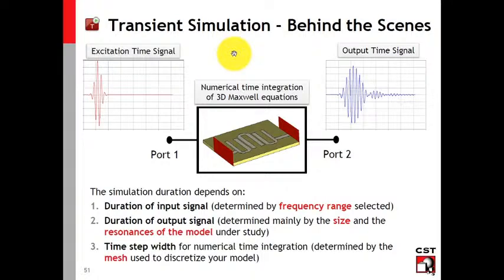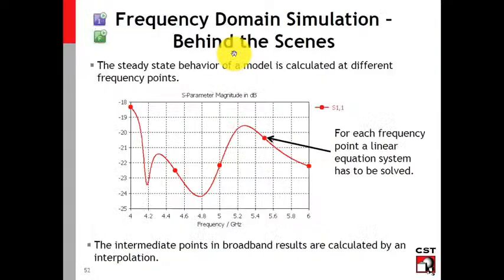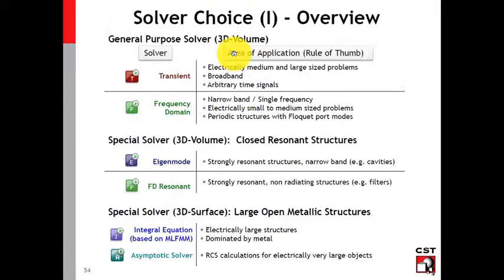And also the excitation signal, as you saw before, I showed you how to change the excitation signal. So maybe you want to change it. And here you have the frequency domain to calculate each point for the frequency. As you see here in the documentation, you can see what the transient is, what the frequency is. Transient is for electrical medium and large size problems or broadband, arbitrary time signal. Frequency domain will be for narrowband, single frequency. So we can use the type of solver depending on your application.